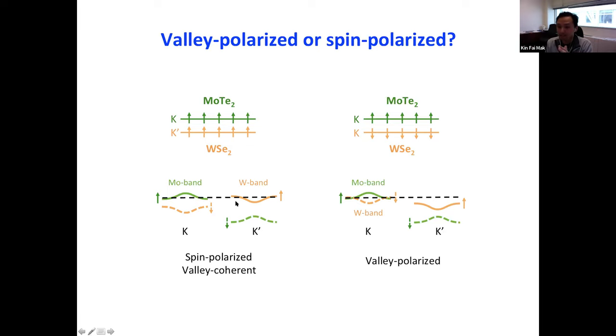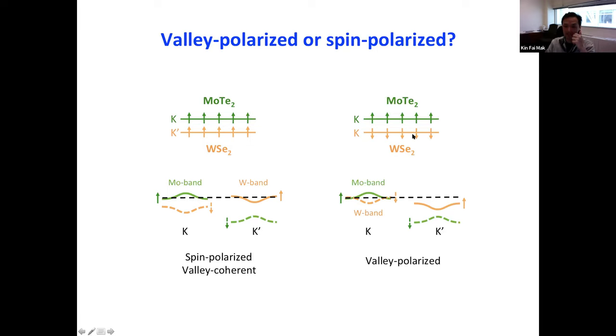But because of the AB stacking, what that means is that it's a valley coherent state because the Fermi energy is now cutting through bands from both of the valleys. And because it's a Chern insulator, an energy gap has to be opened at the Fermi energy. So it's a valley coherent state. It's a spin polarized valley coherent state. Okay, another possibility is that the holes in the two layers have spins aligned opposite to each other.